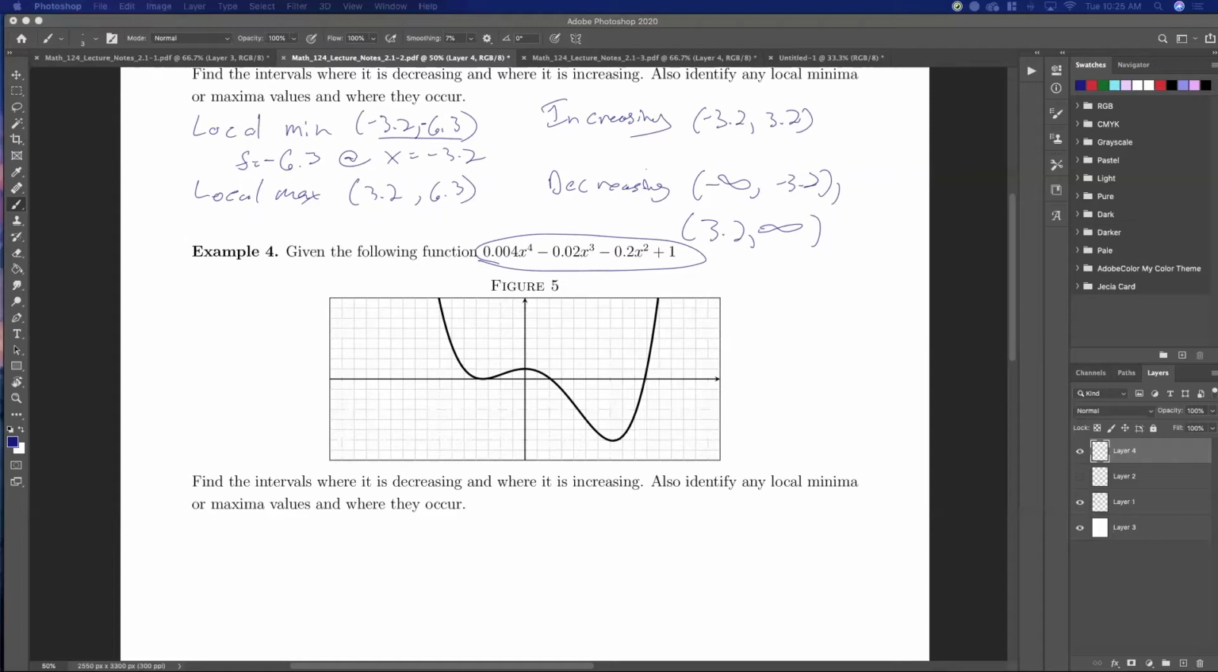All right, so let's go ahead and get some answers for this. All right, so what do you guys have for the local minimum? Or minimums, there might be more than one.